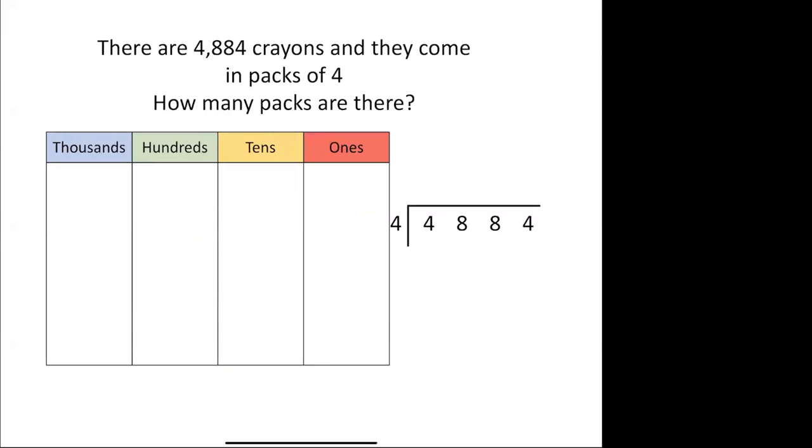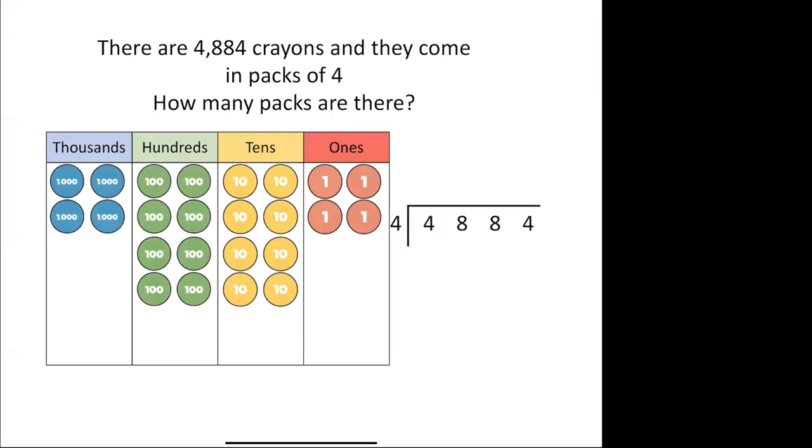Okay, so the first thing, we're trying to do 4,884 divided by 4. So what we do on a place value grid is we put 4,884 onto our place value grid. And there it is. Now, what we want to do is for each of these columns, we want to put them into groups of 4. So for each of the columns, the thousands column, the hundreds column, the tens column, and the ones column, we're trying to put them all into groups of 4. In this instance, they're all going to fit, but they don't always.